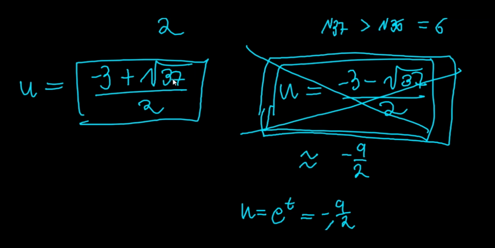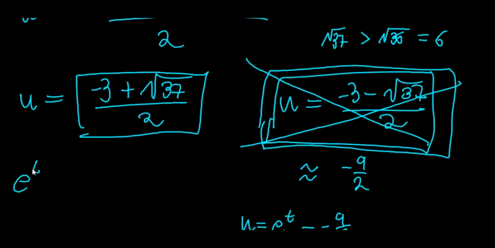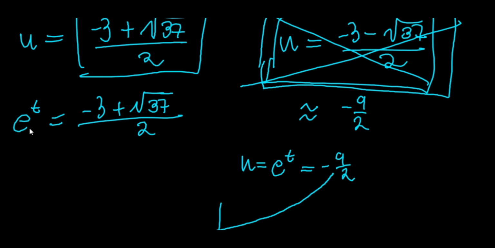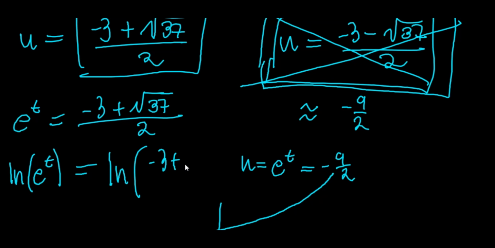But what about this root? Well, remember, the square root of 37 is a little bit bigger than 6. So negative 3 plus something that's a little bit bigger than 6 is certainly a positive number, and a positive number divided by another positive number is certainly a positive number. So this is indeed a valid root. We can say that e to the t is equal to negative 3 plus the square root of 37, all over 2. If we want to solve for t, then we can take the natural log of both sides.